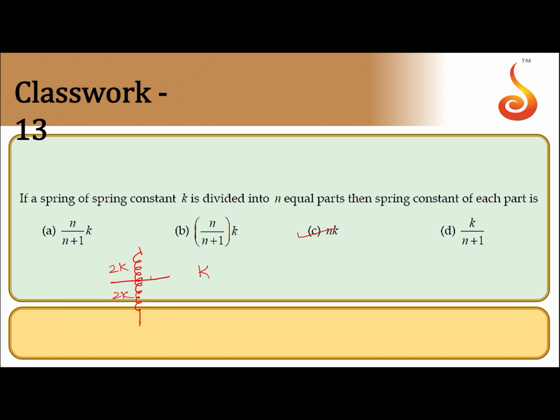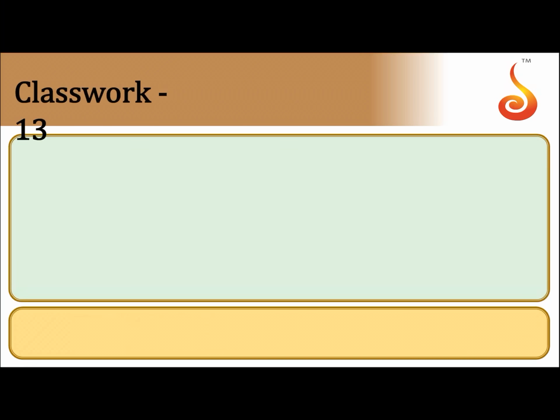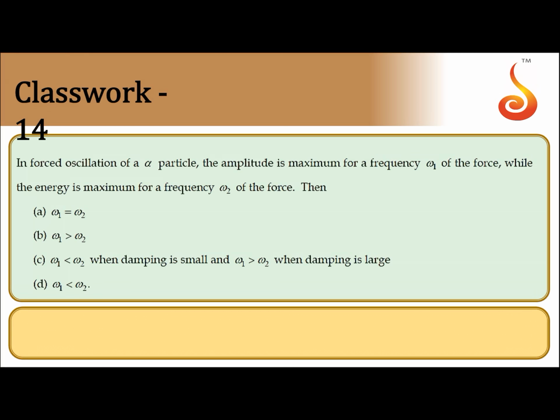So now they are in series. When they are in series, they behave like capacitors. So 1 by 2k plus 1 by 2k should be equal to 1 by k. That is how you can remember it. Whenever you cut the spring, when the length of the spring is reduced, the spring constant increases. So here the answer is option C. Yes, let us move on to the next one.